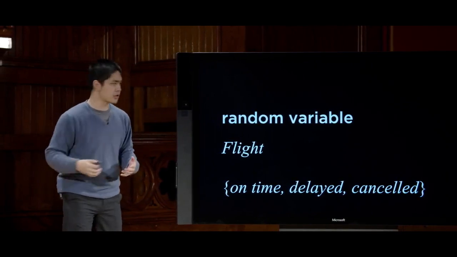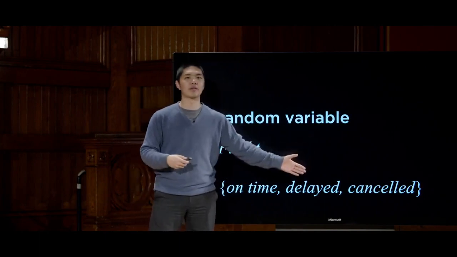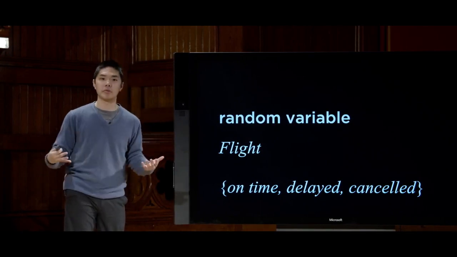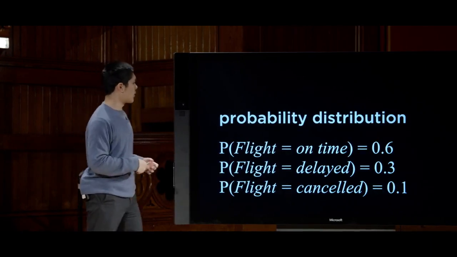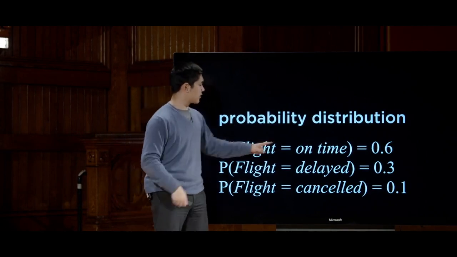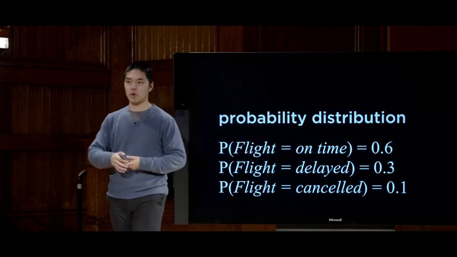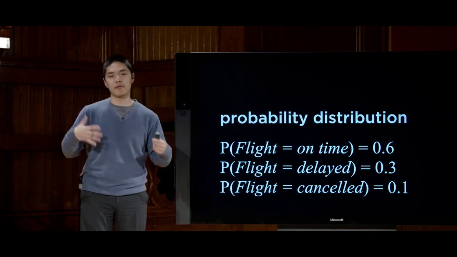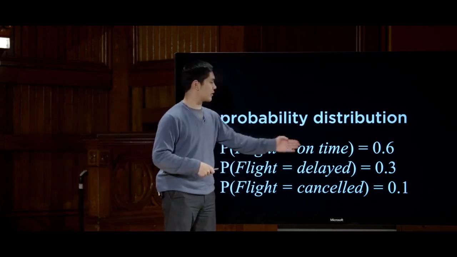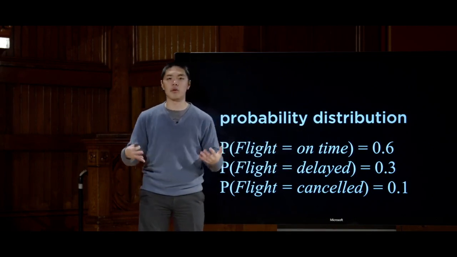A probability distribution takes a random variable and gives me the probability for each of the possible values in its domain. So in the case of this flight, for example, my probability distribution might look something like this. My probability distribution says the probability that the random variable flight is equal to the value on time is 0.6. Or otherwise, put into more human-friendly terms, the likelihood that my flight is on time is 60%, for example. And in this case, the probability that my flight is delayed is 30%. The probability that my flight is canceled is 10% or 0.1.